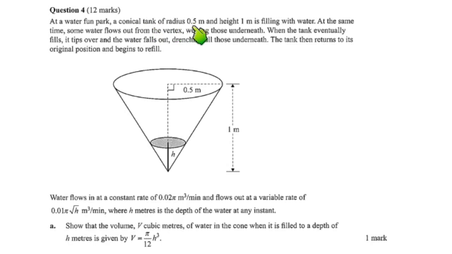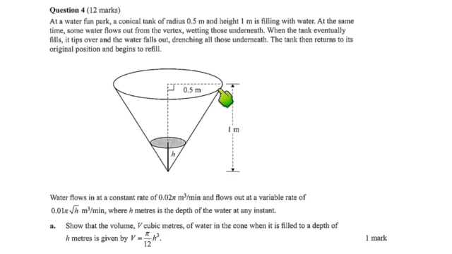Conical tank radius 0.5 meters, height 1 meter, is filling with water. At the same time, some water flows out from the vertex, which means the bottom part, the pointy bit, wetting those underneath. When the tank eventually fills, it tips over and the water falls out, drenching all those underneath. The tank then returns to its original position and begins to refill. Okay, we sort of get that.